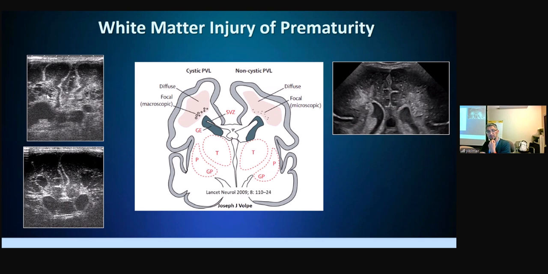So on the ultrasound, we can see the diffuse involvement as echogenicity in the white matter, and if this is cystic PVL, we can see the cysts. But if it's diffuse and focal but not cystic, which is microscopic, we can't see it. We just see increased echogenicity on the ultrasound. So that's the explanation.